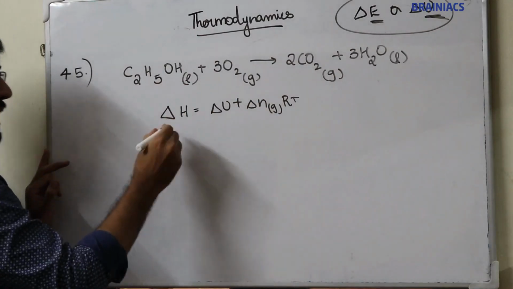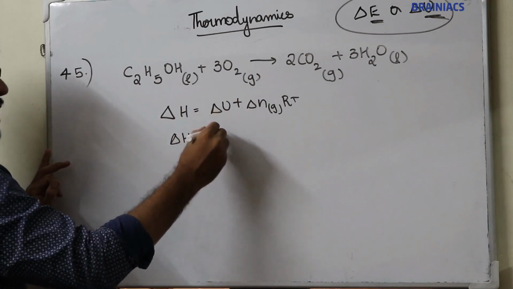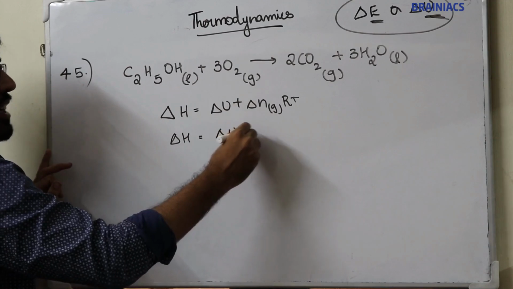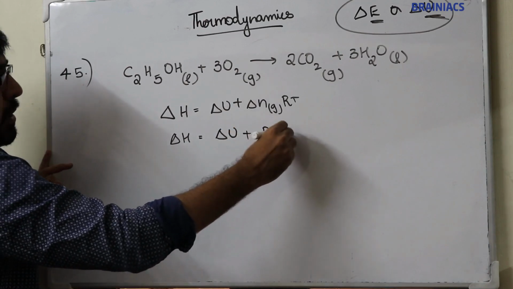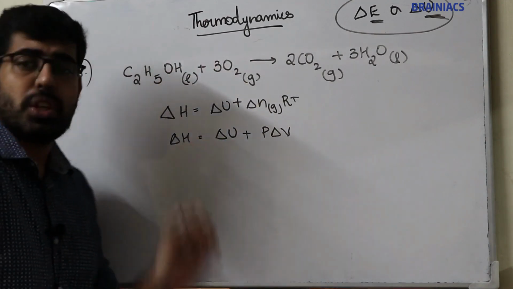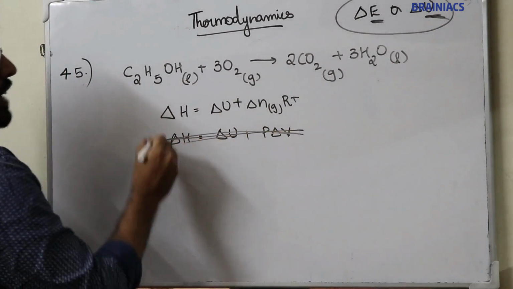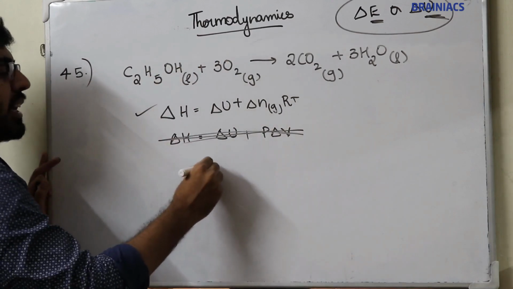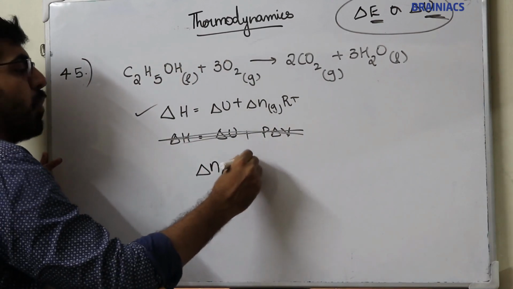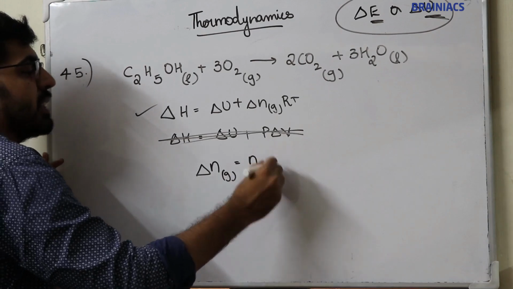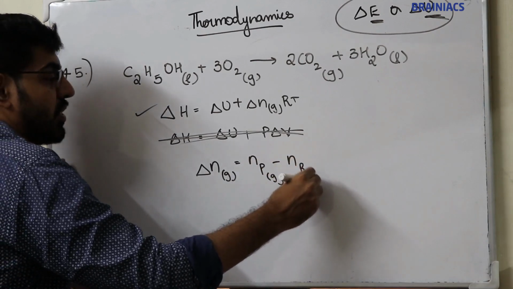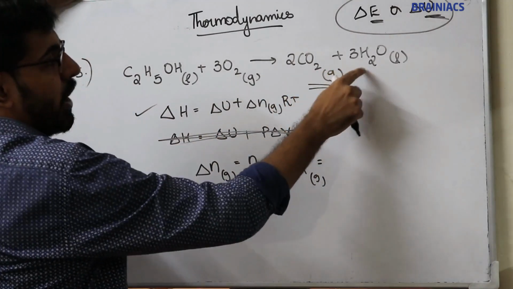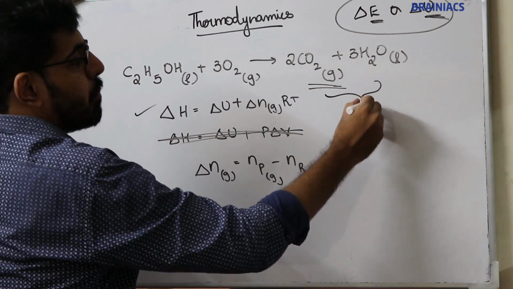There are two relations connecting delta H and delta U. One is delta H equals delta U plus delta NGRT. The second is delta H equals delta U plus P delta V. But here we don't know the pressure or volume change, so we take delta H equals delta U plus delta NGRT. So what is delta NG? It is the number of moles of products in gaseous state minus the number of moles of reactants in gaseous state.